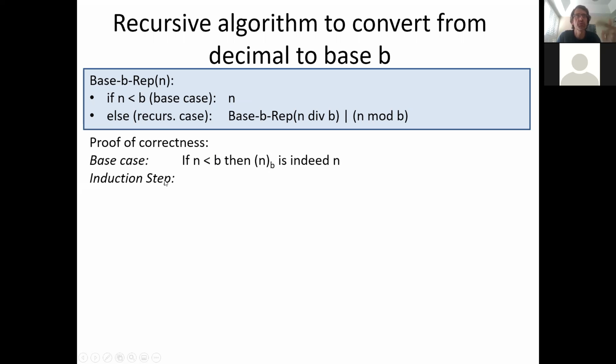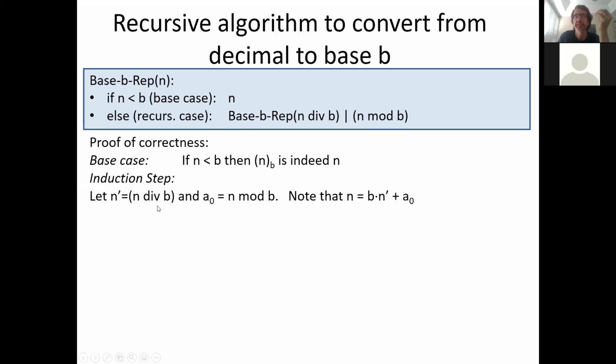Okay, now the recursive or the inductive step in the proof. Say your algorithm was running on an n, and it wasn't smaller than b, so it hits the recursive step. Let's call n div b n prime. That's going to be the argument into a recursive call. And I'm going to call the n mod b part a0. Because indeed, this value n mod b will be output as the last digit in the output of this algorithm, right? This will be the last digit, the least significant digit. So I'm going to call it a0.